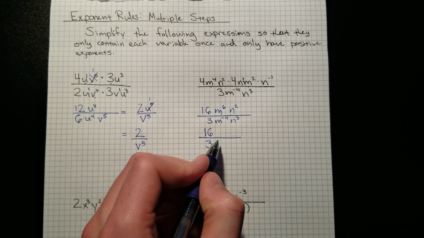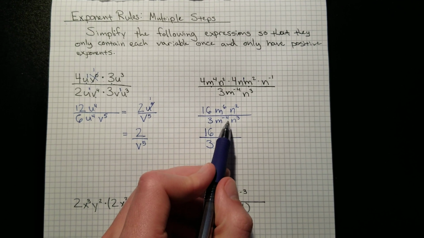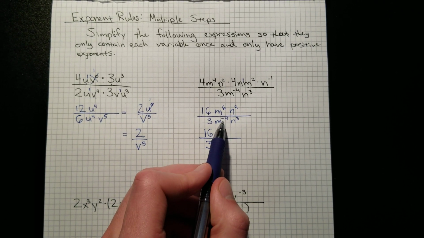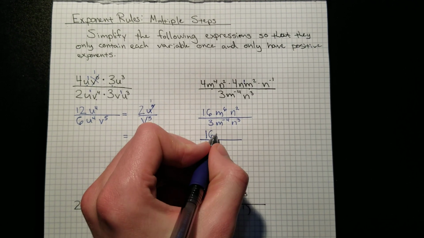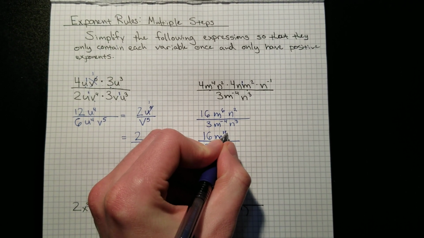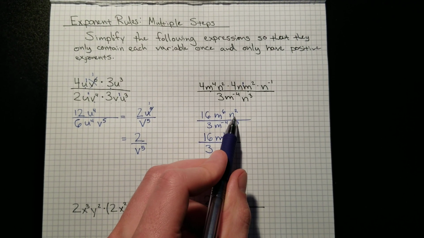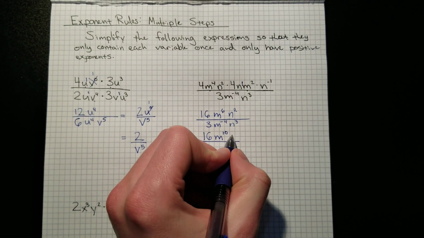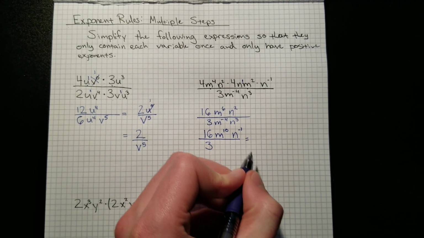The next thing up is m to the 6 divided by m to the negative 4. The weird thing here is that we have a negative number on the bottom, but we can still do a subtraction. So we have 6 minus negative 4. That would be m to the 10, because we're subtracting a negative, which means we're adding. And 2 minus 3, that would be n to the negative 1.